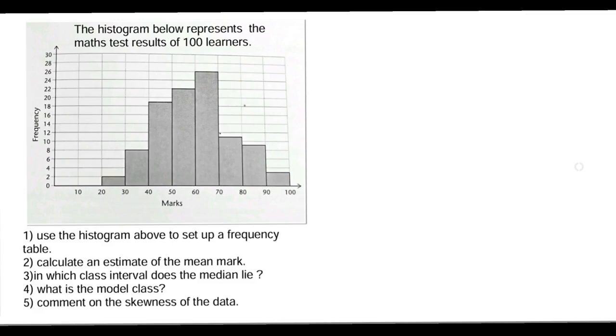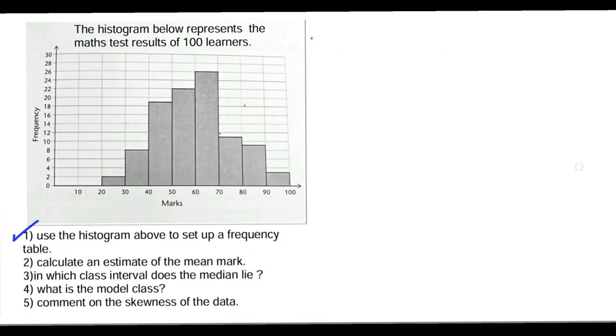This is the last question of this video. We are done with the grade 10 statistics. The question says exam type question. The histogram below represents the math test results of 100 learners. Now this is the histogram we have. The question says use the histogram above to set up a frequency table. So we're going to set up a frequency table now.